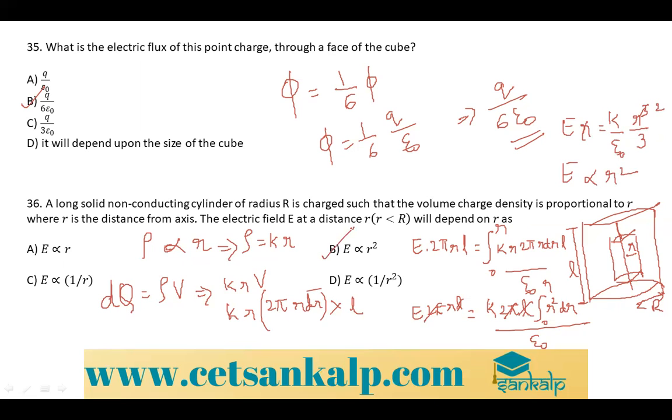Okay, let me say it once again. A long non-conducting cylinder of radius r is charged such that the volume charge density is proportional to r. So it is given there: rho is proportional to small r, the distance. To remove the proportionality I take k. According to the formula, dq is equal to rho into dv, where I take dq as a small charge, and the volume is nothing but 2 pi r into dr.